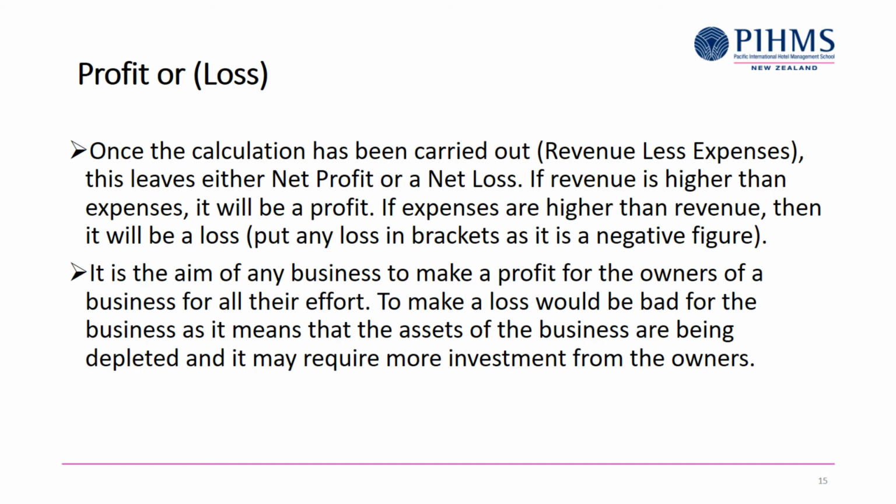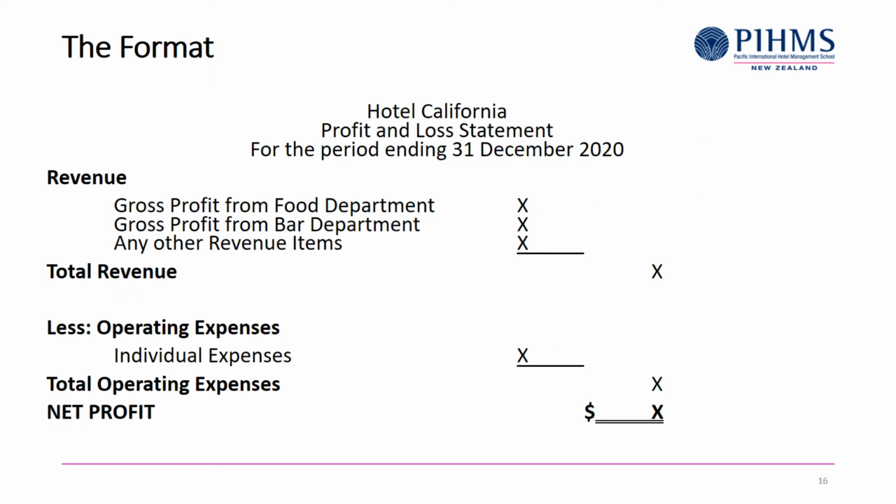Once you've got the revenue, once you've got the expenses, you can calculate net profit. Or it could be a net loss. And again, if revenue is higher than expenses, it will be a profit. So it's the aim of any business to make a profit, which is good, because it helps build up the business. If you keep on making a loss, it just means the assets are being depleted and potentially the business might go bankrupt.